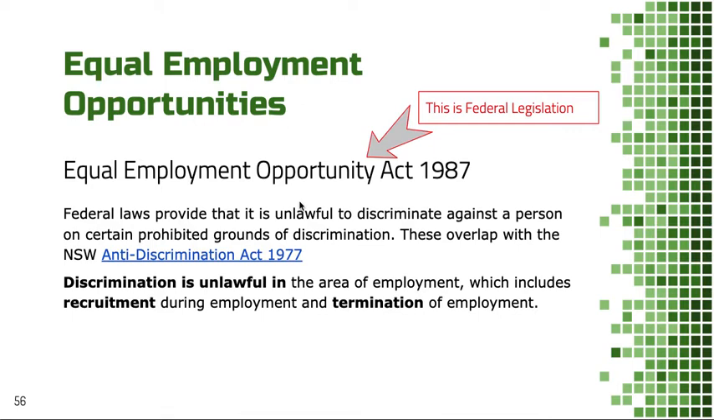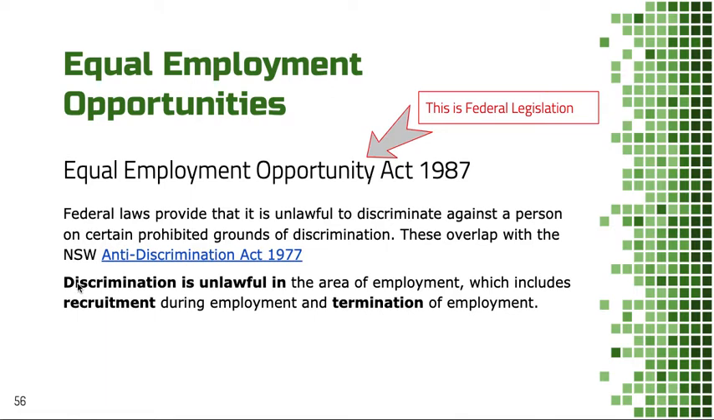So we'll now talk about some of the legislation. The first bit of legislation that we want to know is the Equal Employment Opportunity Act, the EEO, Equal Employment Opportunity Act of 1987. This is federal legislation, which means it covers all of Australia. This law says that it is against the law if you discriminate against people. It overlaps very closely with another bit of legislation that we're going to learn about, the Anti-Discrimination Act.